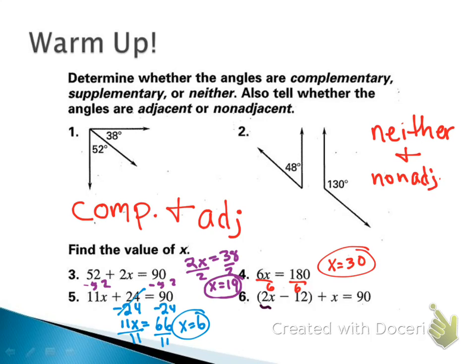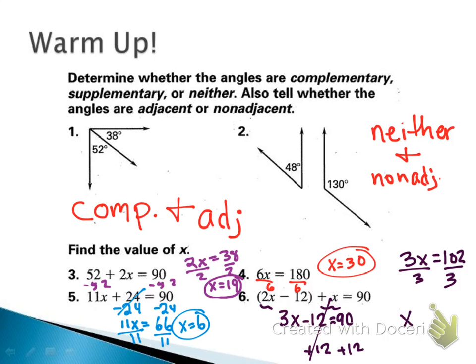The best way to start this one is to just start combining like terms. So what's 2x plus 1x? So we have 3x minus 12 equals 90. What would you do next? Add 12 to both sides. So I'm going to have 3x equals 102. Divide both sides by the 3, and what do you get for x? 34, good. What questions do you guys have?